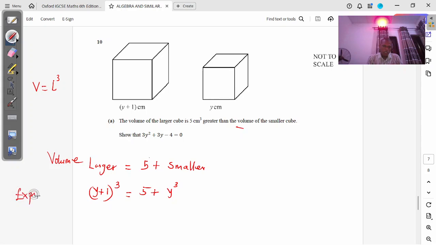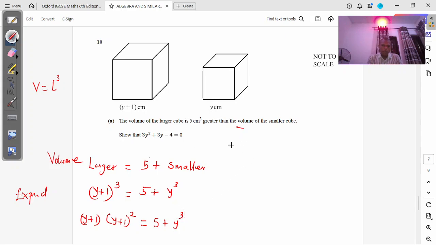So at this stage I have to expand. So I have to expand out everything. So I have y plus 1 into y plus 1 all squared. Okay, so I actually separated this. y plus 1 cubed is like y plus 1 multiplying y plus 1 all squared, right? So you have your 5 plus y cubed right there.